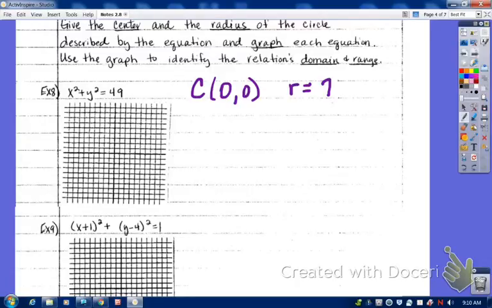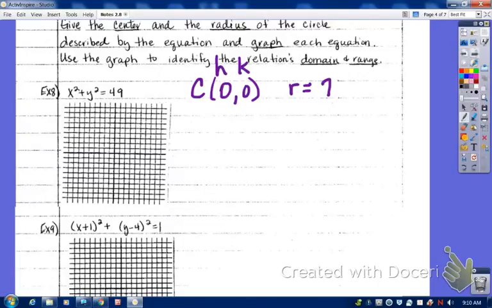Anybody know how I determined that the center is (0, 0) and the radius is 7? Okay, so if you just have a little x squared and you don't have a binomial squared, then that means that your h value is 0. If you just have a y squared and you don't have a y in a binomial squared with a number, that means that your k value is 0. So that's how I know that the center of my circle that I'm going to graph is (0, 0).